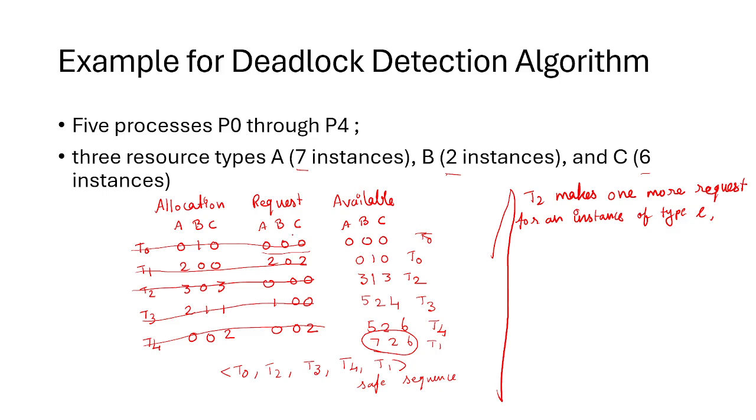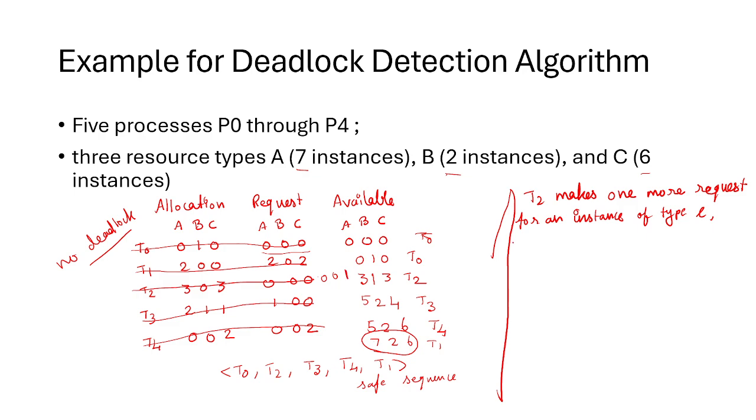So for this problem, there is no deadlock. Now consider the next one. T2 makes one more request for an instance of type C. So for type C, T2 is requesting one more instance. So the request of T2 has become 001.